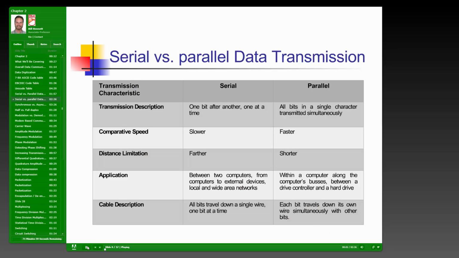In this slide, we see a comparison now between serial transmission and parallel transmission. And if you look at the columns there, the column on the left, we have several rows. First is the transmission description. So for serial, the transmission description is one bit after another, one at a time, in a series or a stream. And then for parallel transmission, it's all bits in a single character being transmitted simultaneously.